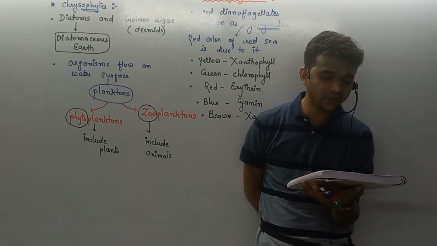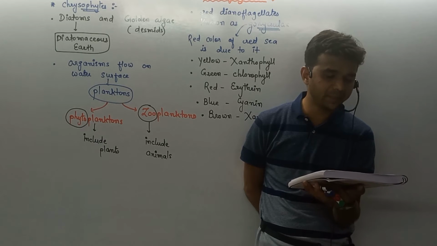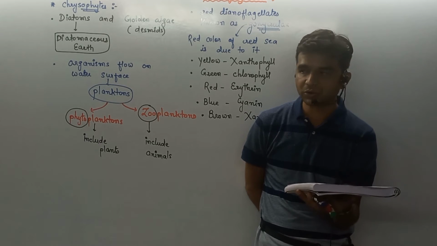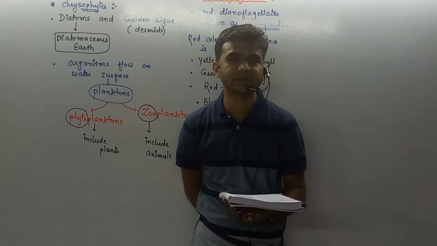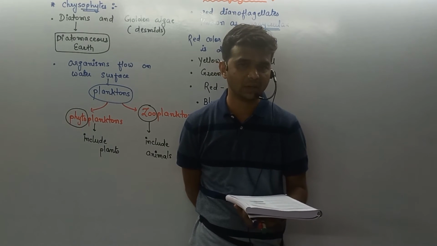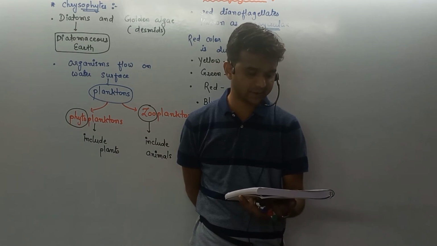Very often red dinoflagellates, for example Gonyaulax, undergo such rapid multiplication that they make the sea appear red. So we say that red tide. So the red color of the Red Sea is due to the red Gonyaulax, red dinoflagellates.